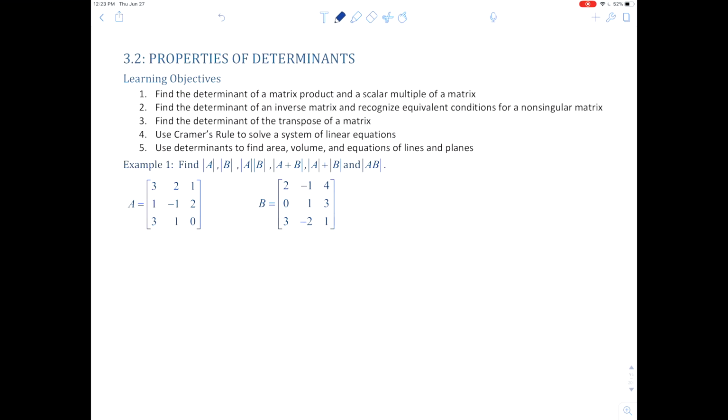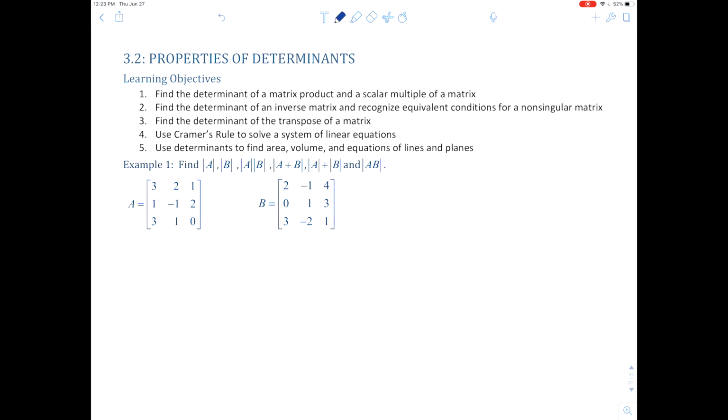Hey there, it's Shannon Myers, and today we will be looking at properties of determinants. There are some very cool applications, including Cramer's rule and using determinants to find area, volume, and equations of lines and planes. So let's do it.